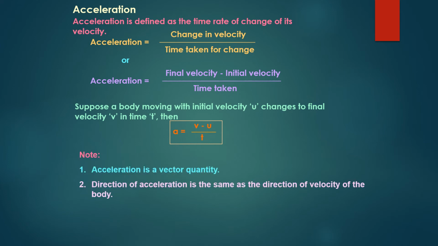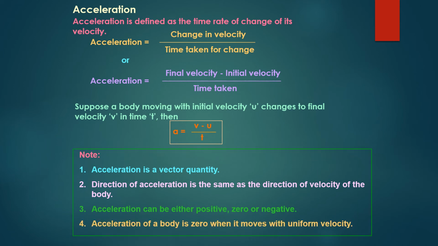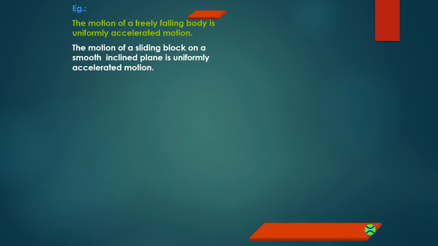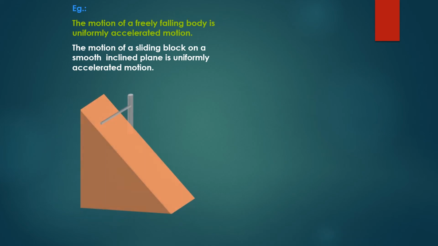Acceleration is a vector quantity. The direction of acceleration is the same as the direction of velocity of the body. Acceleration can either be positive, zero or negative. Acceleration of a body is zero when it is moving in uniform velocity. The motion of a freely falling body is uniformly accelerated motion. Motion of a sliding block on a smooth inclined plane is uniformly accelerated motion.